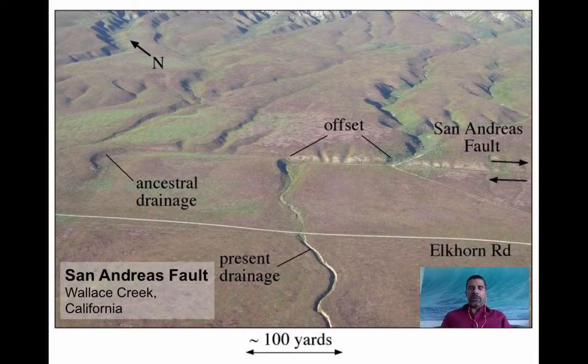But we're going to go back to the west coast to look at a place where there is obviously a fault. This is the San Andreas Fault at Wallace Creek in California. You can see it going across the middle of your screen there, and it's so obvious because you can actually see where a stream has been offset by the fault. The San Andreas is a right lateral fault.